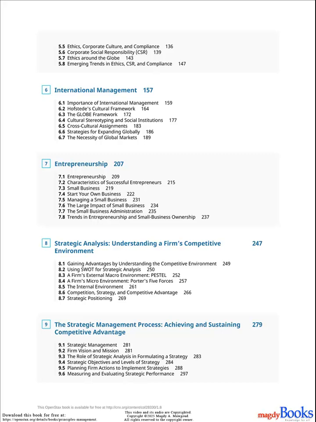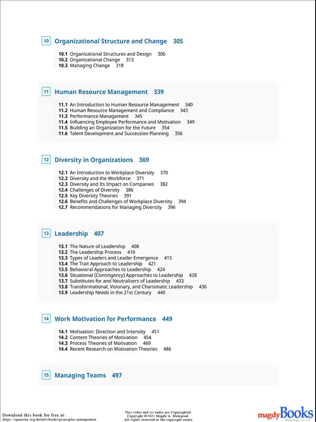9. The strategic management process. Achieving and sustaining competitive advantage. 9.1. Strategic management. 9.2. Firm vision and mission. 9.3. The role of strategic analysis in formulating a strategy. 9.4. Strategic objectives and levels of strategy. 9.5. Planning firm actions to implement strategies. 9.6. Measuring and evaluating strategic performance. 10. Organizational structure and change. 10.1. Organizational structures and design. 10.2. Organizational change. 10.3. Managing change.